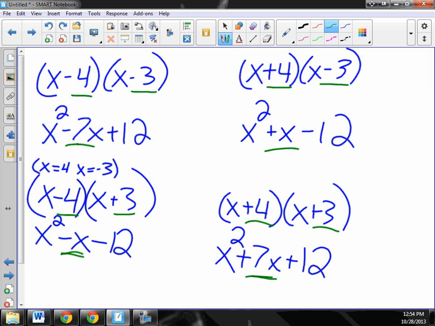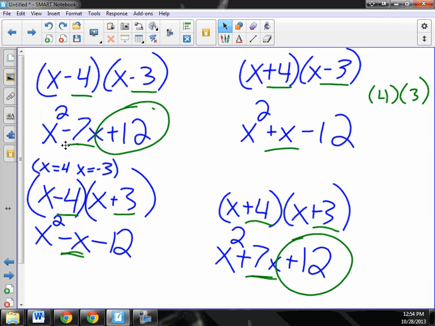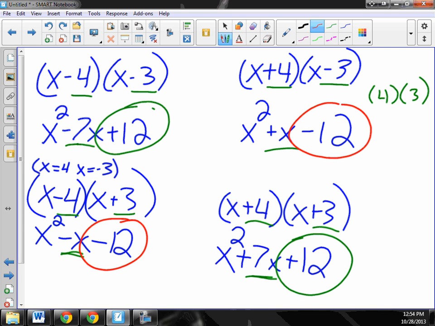Okay, what else do you notice? The constant is always 12. Why? But why, I mean, we have 4 different equations. Why do all of the constants have a 12? Because it's 4 times 3. Okay? So 2 of the constants are positive, and 2 of the constants are negative. Why did that happen? Something to do with the signs.